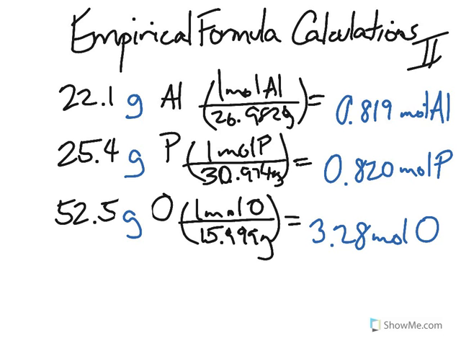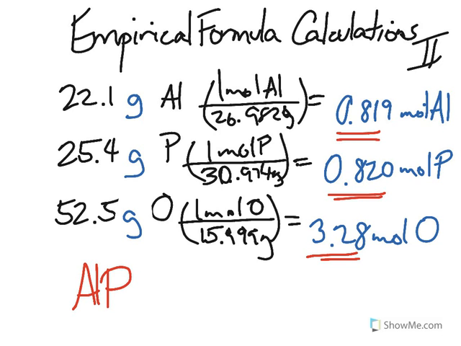Now, as you can see, the number of moles of aluminum and phosphorus are quite similar to each other. So it's safe to assume that aluminum and phosphorus will have a 1-to-1 ratio. So we can write an Al and then a P. Now, if you look at oxygen's quantity of moles, it looks like it's about 4 times that of aluminum and about 4 times that of phosphorus. If you multiply each one of those numbers by 10, this is a 32, and that's an 8, that's an 8.